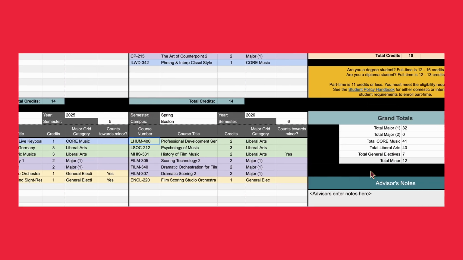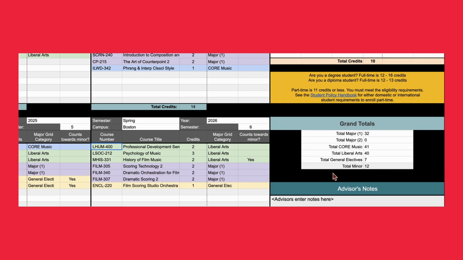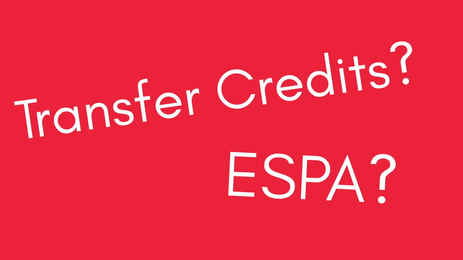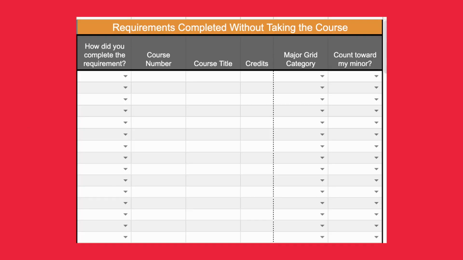If you scroll to the bottom right, you'll start to see your credits are adding up in all of the different areas of your major grid. But wait, you might say, I have transfer credits, or I tested out of some of my core music through my ESPA. How will it know that I completed them? That's why we have the requirements completed without taking the course tab.